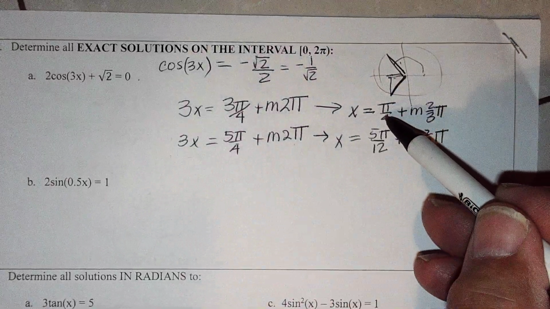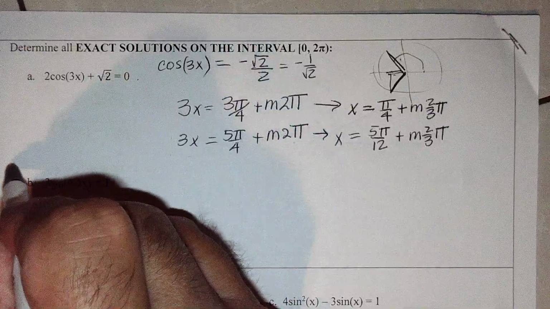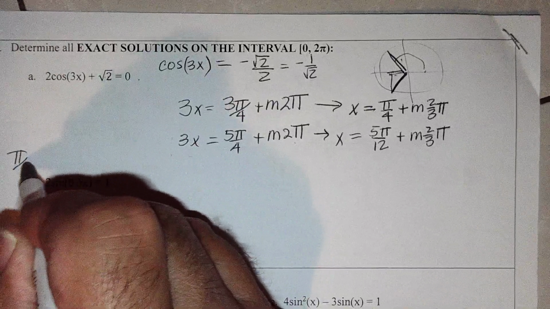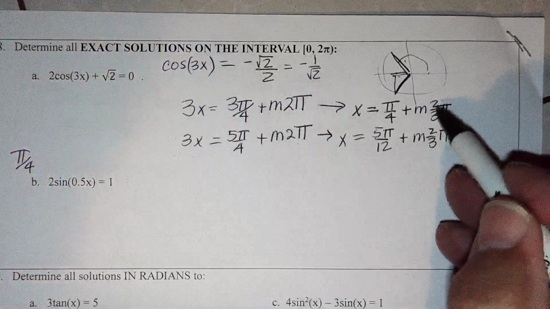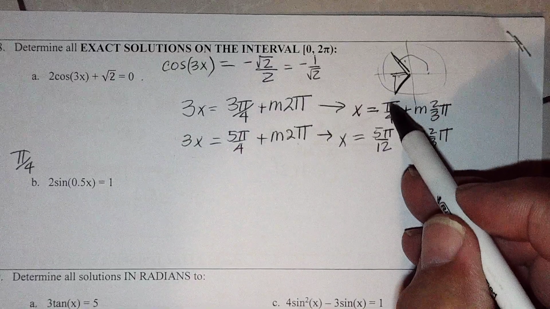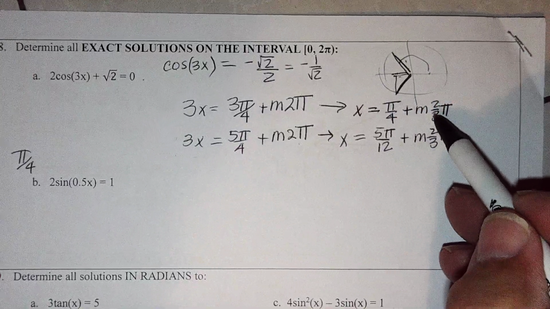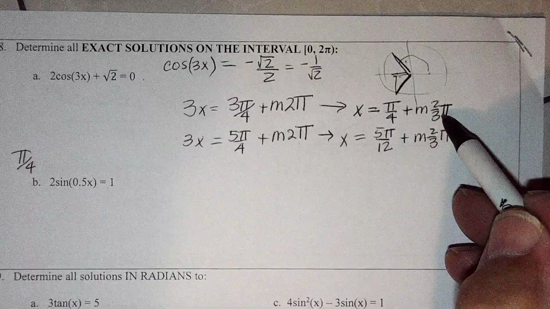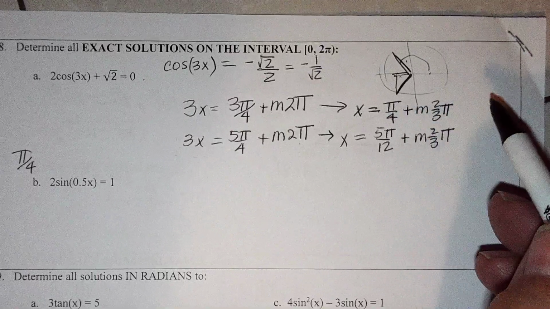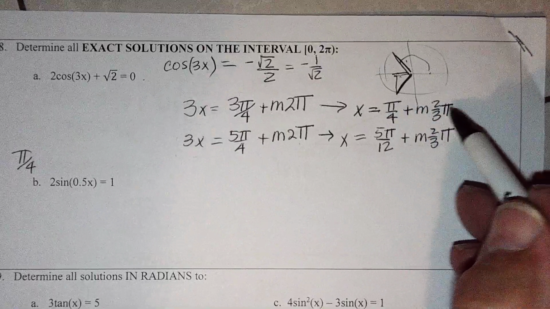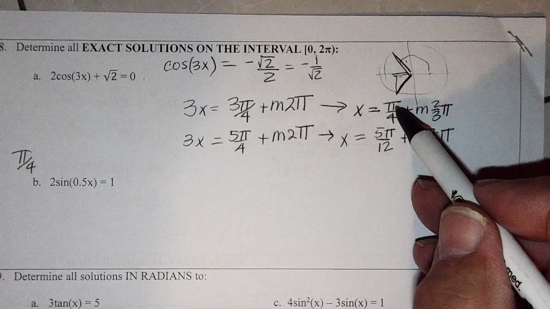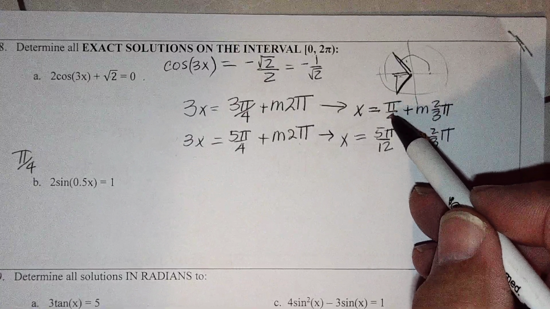So I have pi over 4, that's one of them, plus none of this. And then I got to do pi over 4 plus 2 pi over 3. So the common denominator is 12, so I'm going to think of this in terms of 12. So this is 3 pi over 12.